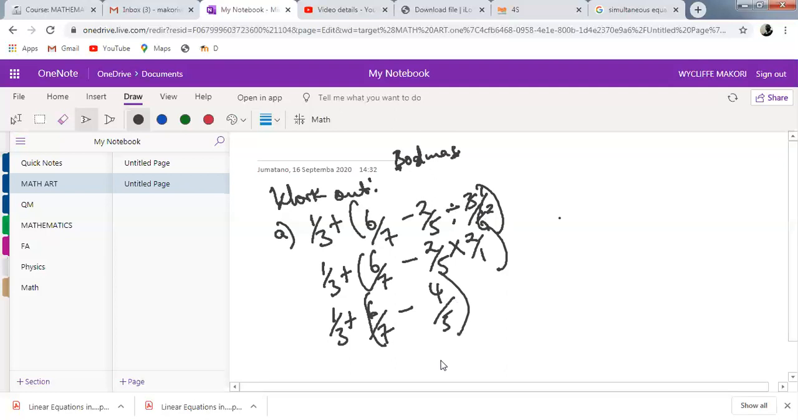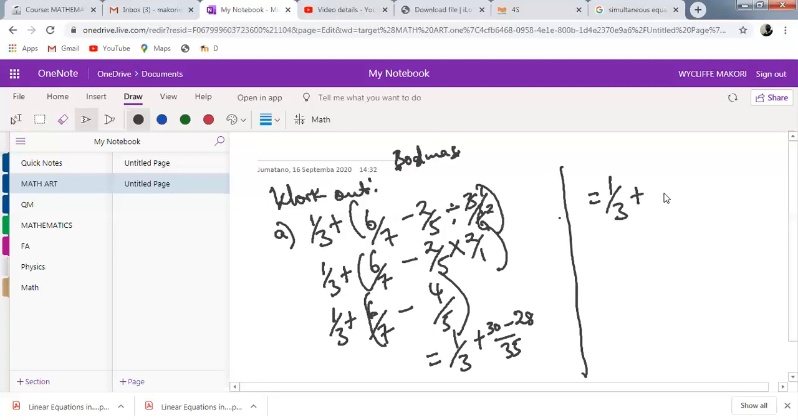Then we have 1/3. Here we need to get the LCM of 7 and 5, and we know the LCM in that case is going to be 35. So 35 divided by 7 is 5, 5 times 6 is 30, minus 35 divided by 5 is 7, 7 times 4 is 28. So at the end of the day, this is going to be equal to a third plus 2/35.